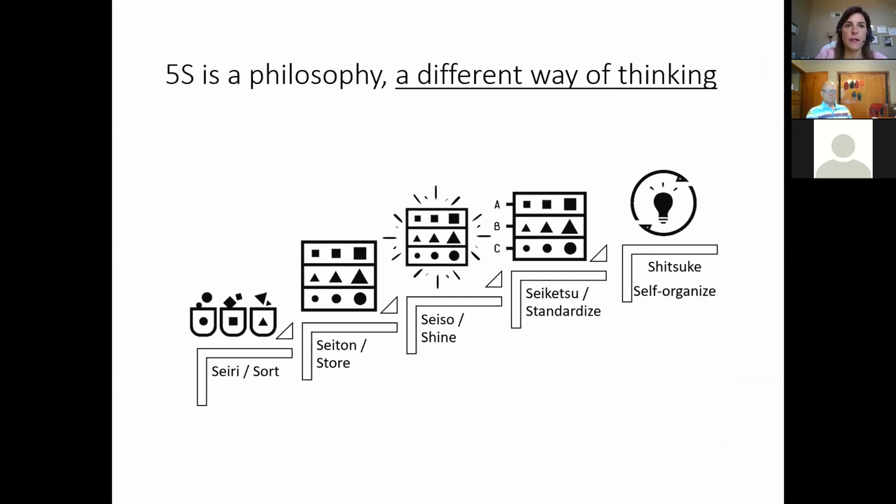5S is a philosophy, it's really a way of thinking, and it's like a stair, right? You have the first step, which is sort, or seiri in Japanese. Then you have store, you have shine, standardize, and self-organize. Those are the 5 steps. Many companies just focus on the first 3, just labeling things or just storing things in the right place. But it's good that you continue to standardizing so that everyone knows what needs to be done.